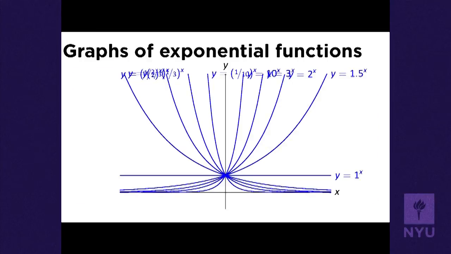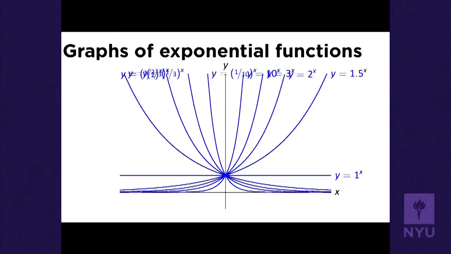And here's a graph of lots of different exponential functions. 2 to the x is this one here. 1/2 to the x is this one here. It's the mirror image of 2 to the x in the y-axis. And that's because 2 inverse, or 2 to the -1, is 1/2. Okay, here's 3 to the x, 10 to the x. And in between 2 to the x and 3 to the x, you see e to the x.